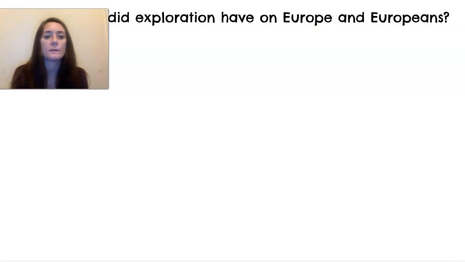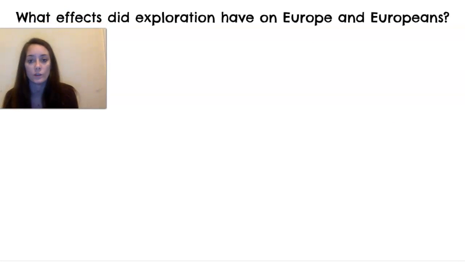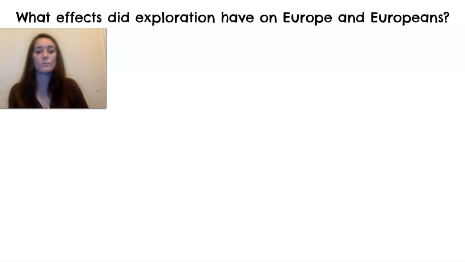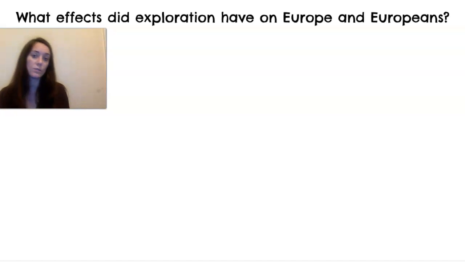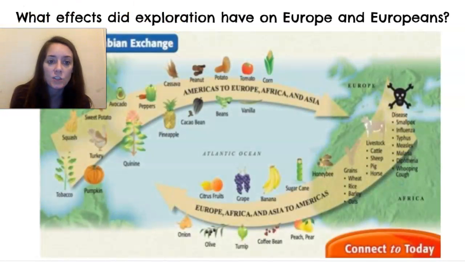So, what effects did exploration have on Europe and Europeans? So everything that we've talked about has been mostly all from the European side. A lot of Europeans gained a lot of different things, particularly the French, the Spanish, and the English. So the French, the Spanish, and the English gained a lot of things with all of this new exploration. And this map right here is called the Columbian Exchange.